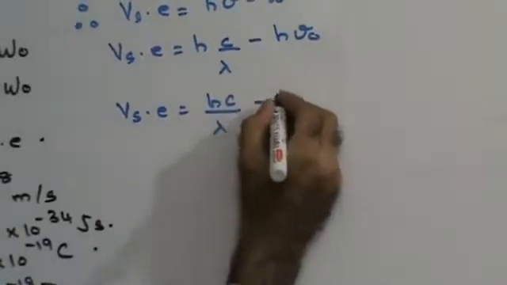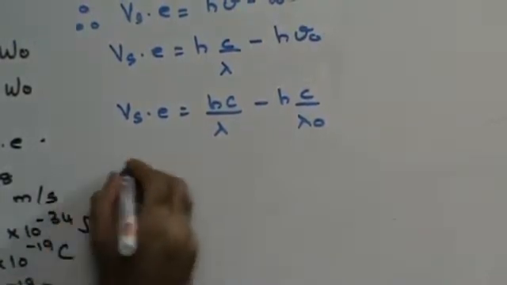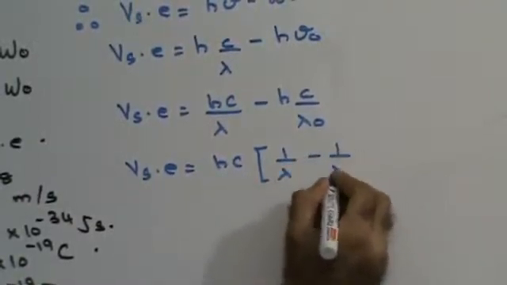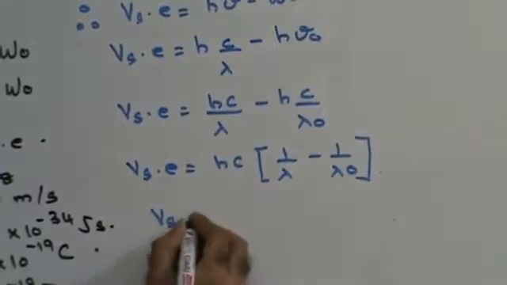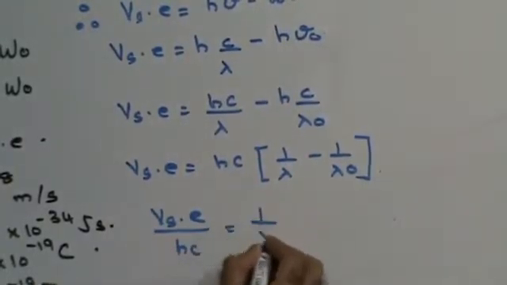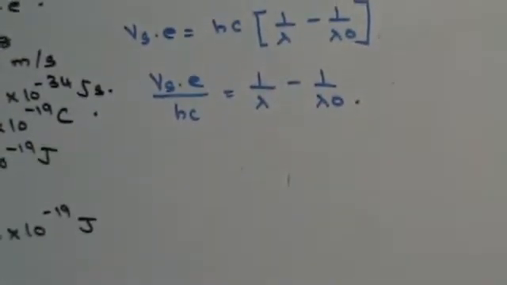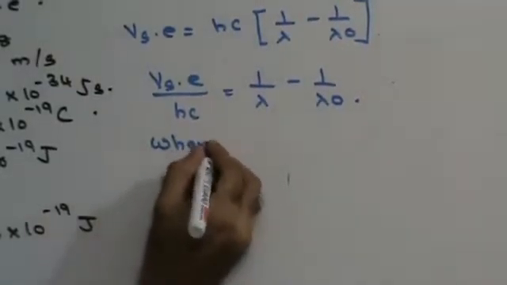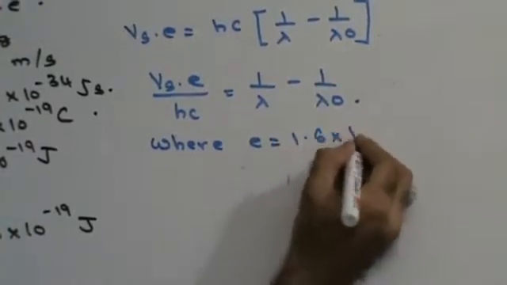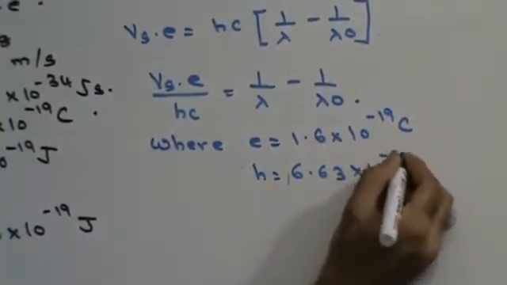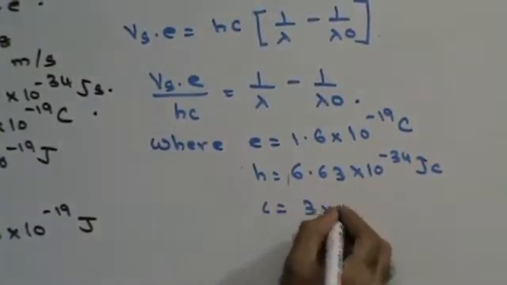I can therefore say Vs into e is hc upon lambda minus hν0. ν0 is c upon lambda 0. Right? So in that case I can say Vs into e is hc times 1 upon lambda minus 1 upon lambda 0. Therefore Vs into e upon hc is 1 upon lambda minus 1 upon lambda 0. Lambda 0 is the only unknown there because we know that charge on electron is 1.6 into 10 raised to minus 19 coulombs, h is equal to 6.63 into 10 raised to minus 34 joule second, and c is 3 into 10 raised to 8 meters per second.